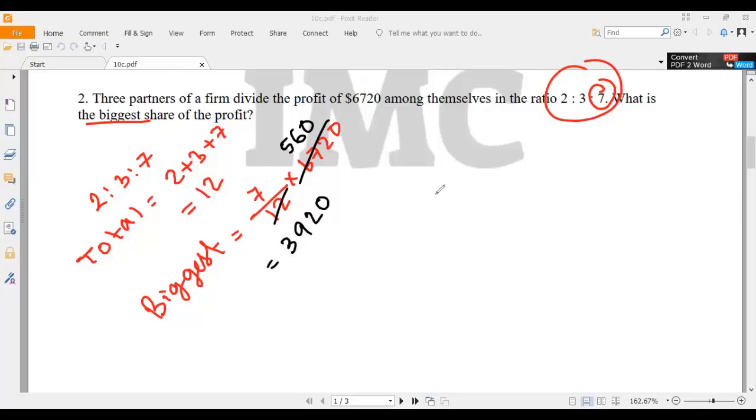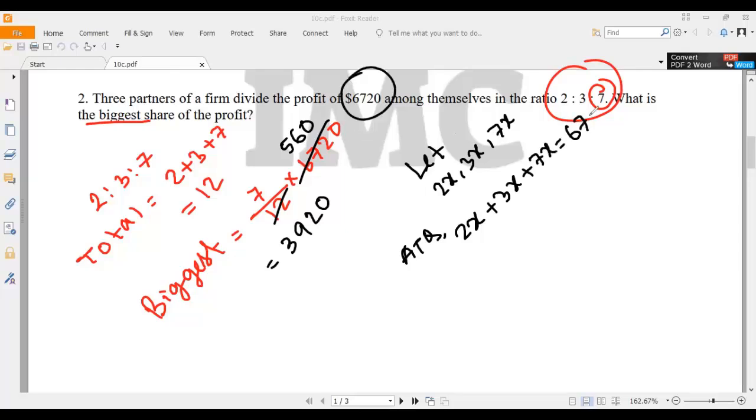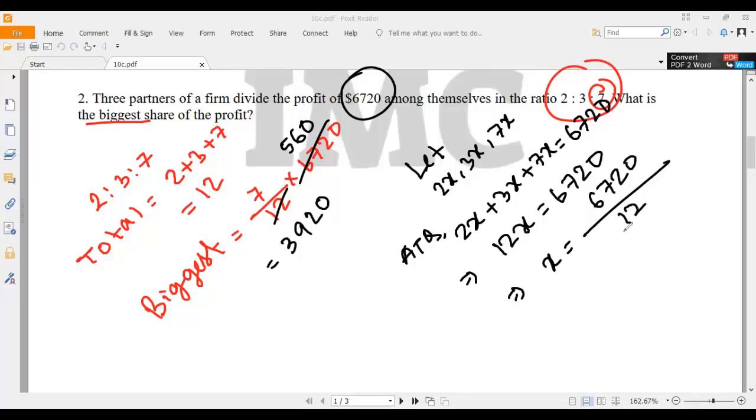We can solve this by using the algebraic way. Let the shares be 2x, 3x and 7x. Then according to the question, we can say 2x plus 3x plus 7x, that means the total share is 6,720. Now, if we calculate, then we will get the value of x. 7 plus 3, 10. 10 plus 2, 12. 12x equal to 6,720. Then the value of x will be 6720 by 12. Then after dividing this one, we will get 560.